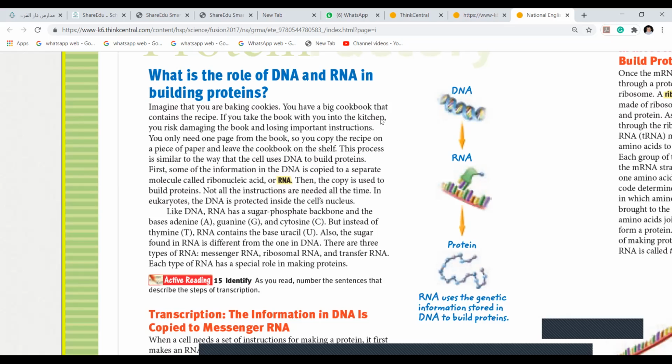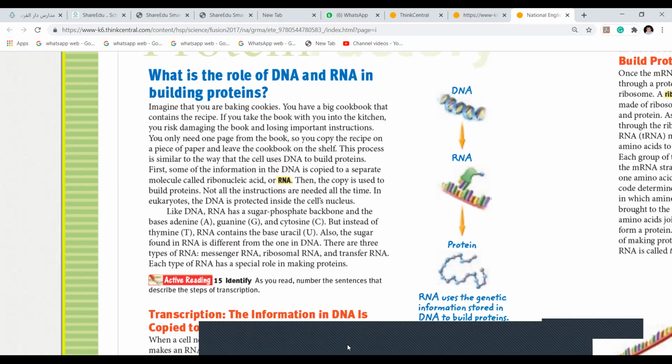Each type has a special role. Again, we have 3 types of RNA. One is the messenger, one is the transfer, and one is the ribosomal. Did you understand? Yeah, miss. DNA and RNA are exactly the same. What is the difference? Instead of thymine, we have the base called uracil. Understood?